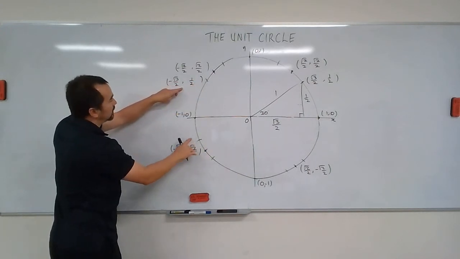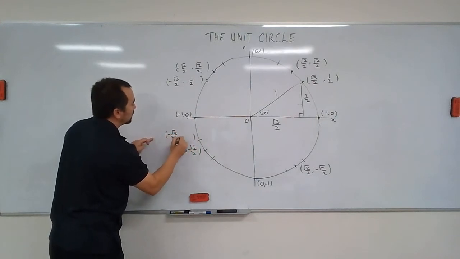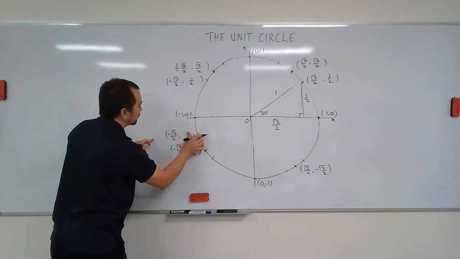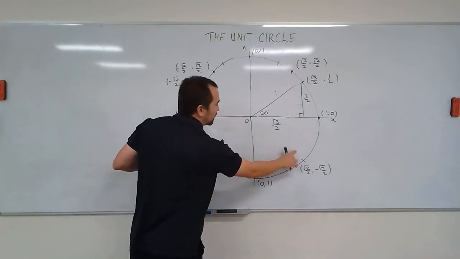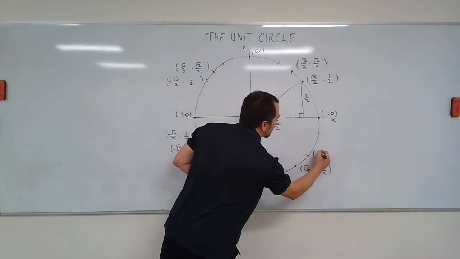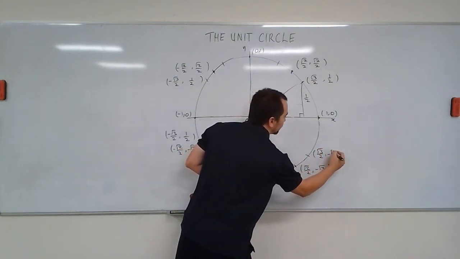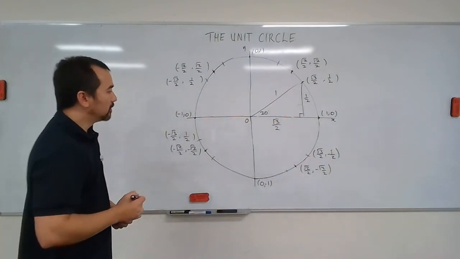Reflect it down to here, and we're going to find that both values are going to be negative, like so. Then we're going to reflect it over this way, and we're going to find that the x is positive, but the y value is negative. Okay, just like that. Wonderful.